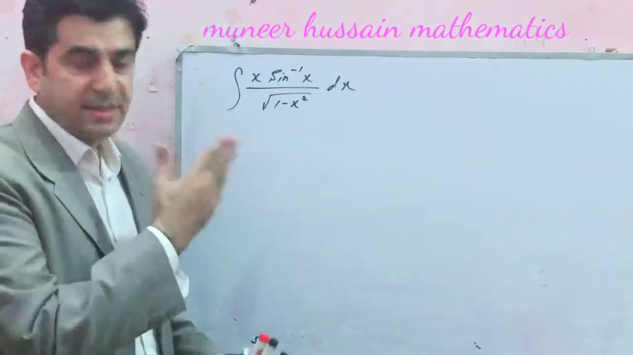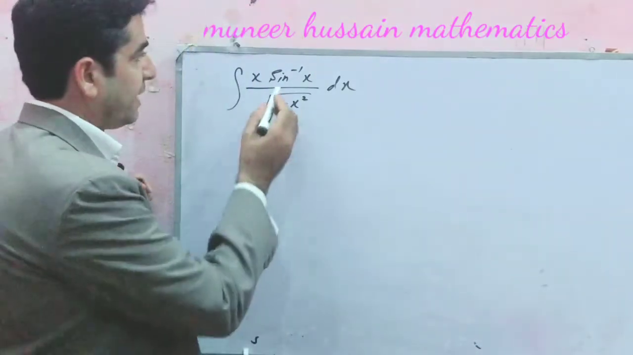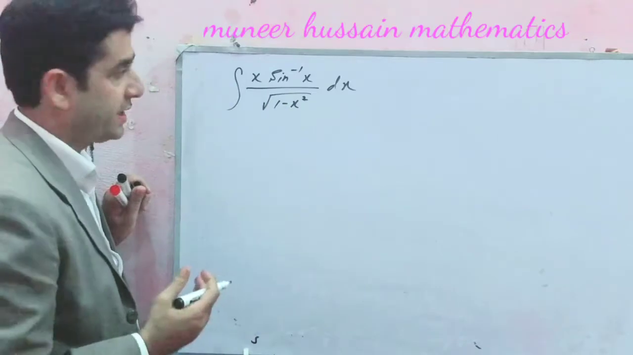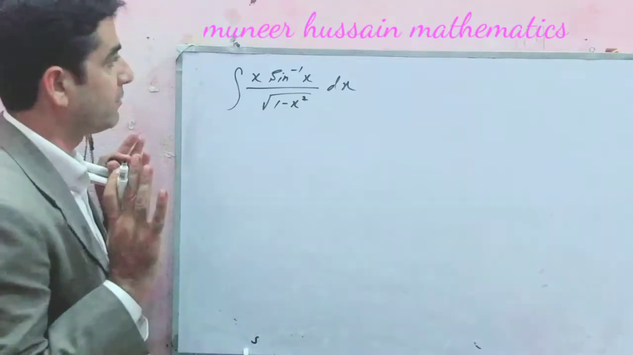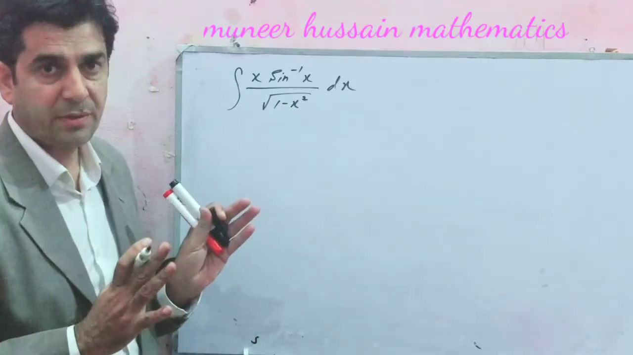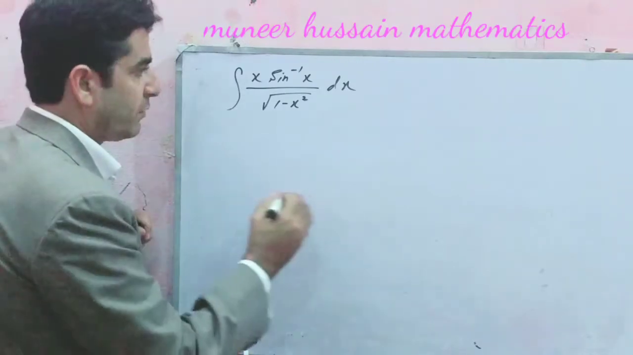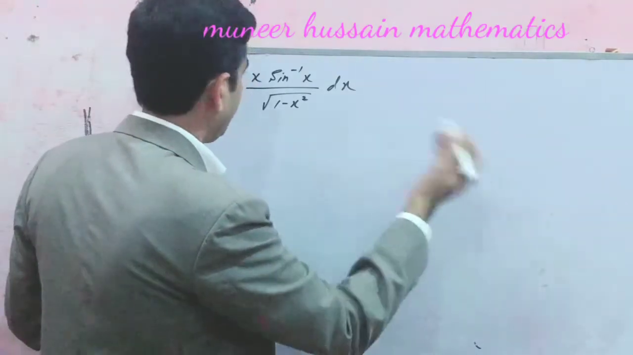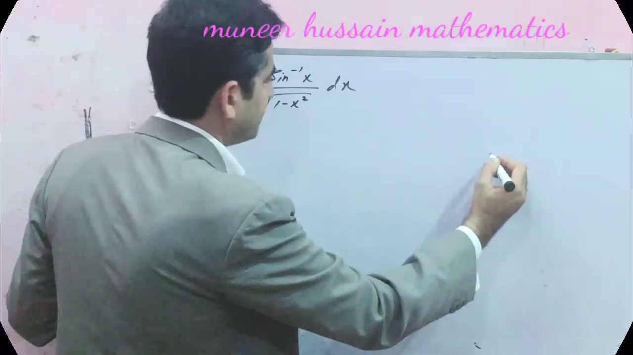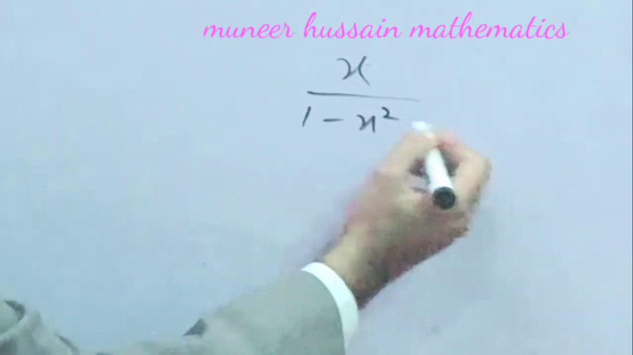So here guys, there is another very important question. We have x sine inverse x over square root of 1 minus x square, and we do not have a simple dv out there. So first of all, we shall check what to do, because we have 1 minus x square as dv.